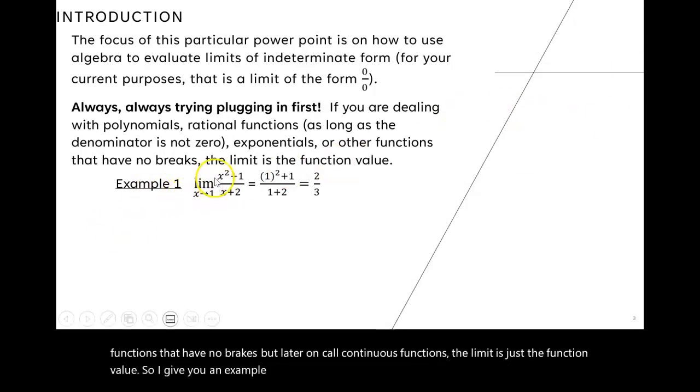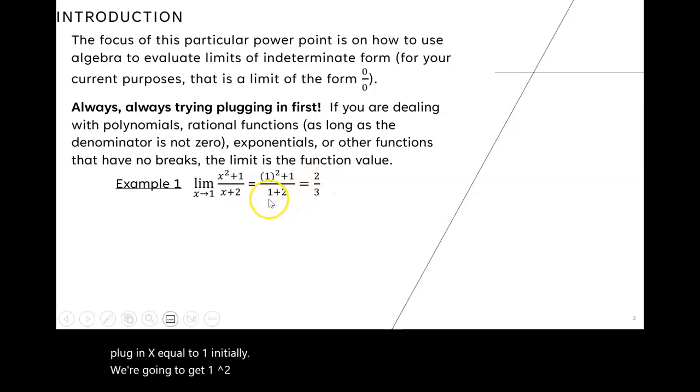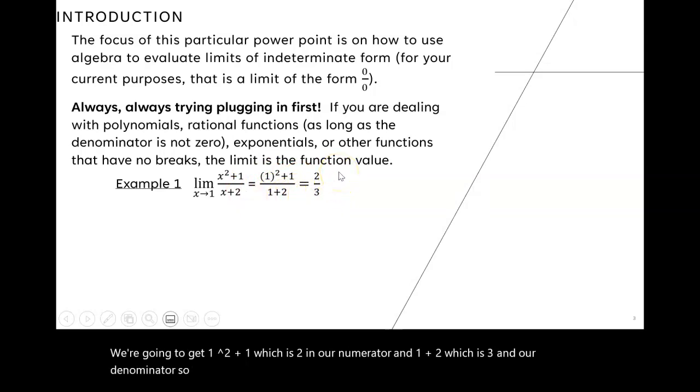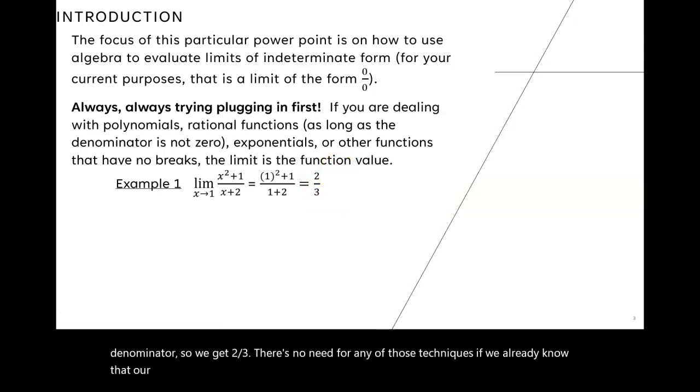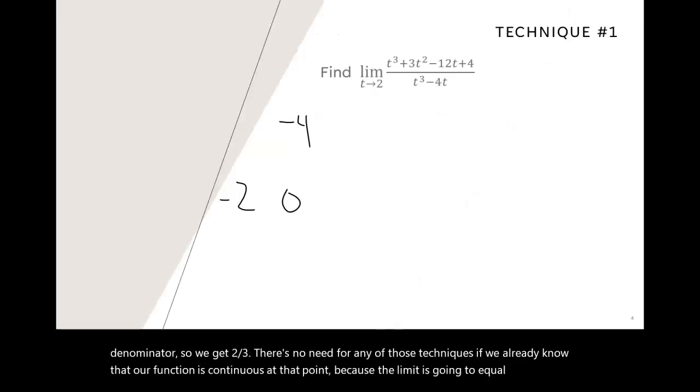The limit as x goes to 1 of x squared plus 1 over x plus 2. When we plug in x equal to 1 initially, we're going to get 1 squared plus 1, which is 2 in our numerator, and 1 plus 2, which is 3 in our denominator. So we get 2/3. There's no need for any of those techniques if we already know that our function is continuous at that point, because the limit is going to equal the function value.